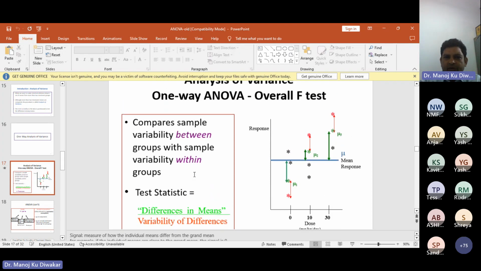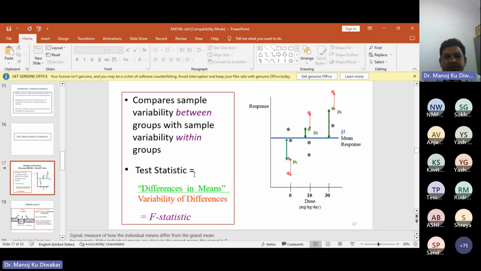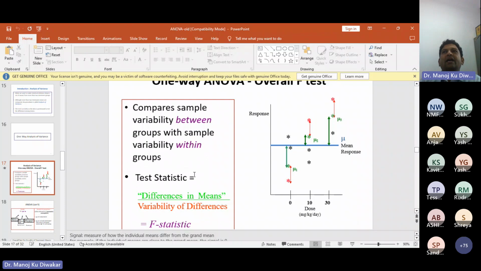So this is the one-way ANOVA, and in this case we will be using the F test. Basically what we are doing is comparing the sample variability between the groups with the sample variability within the groups. For the test statistic, earlier we used T, but here we use F, and again the formula is the same: differences in the means and the variability of the differences, and this is nothing but the F statistic.